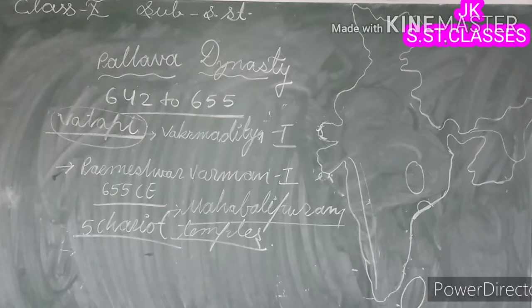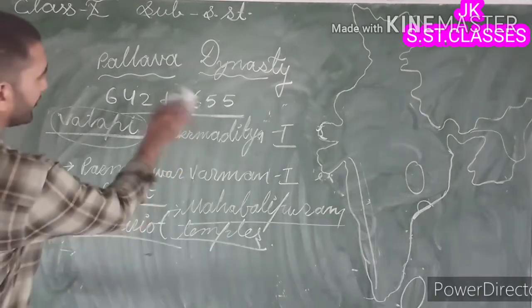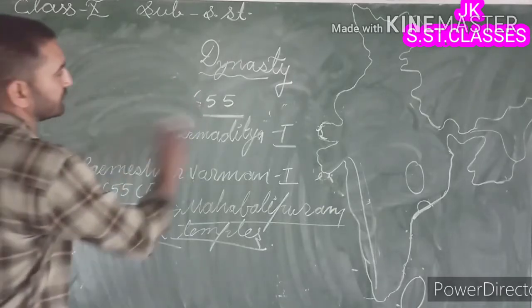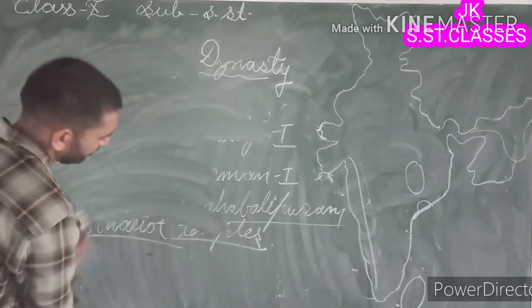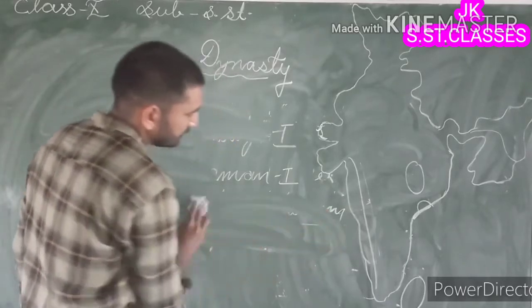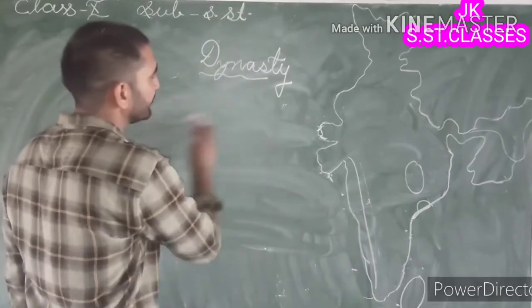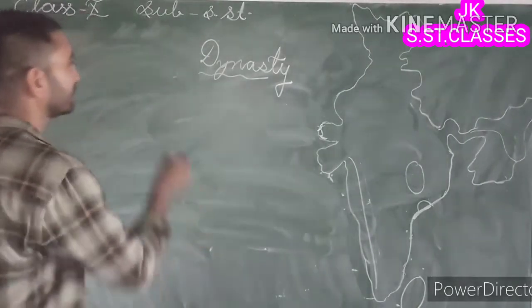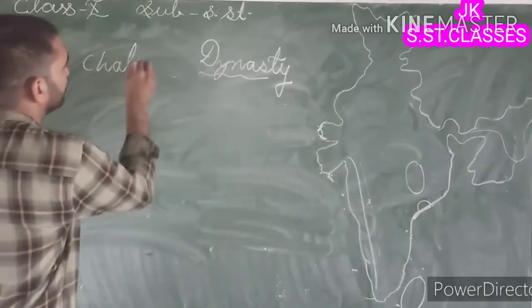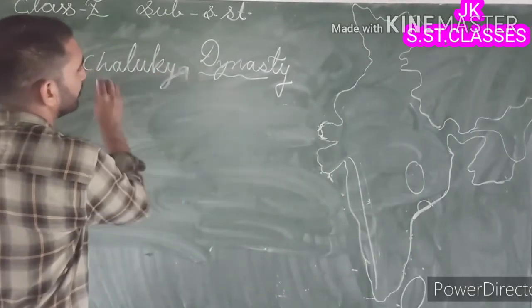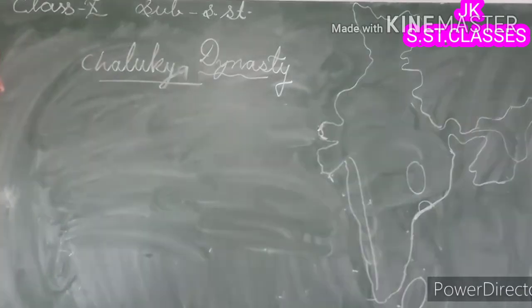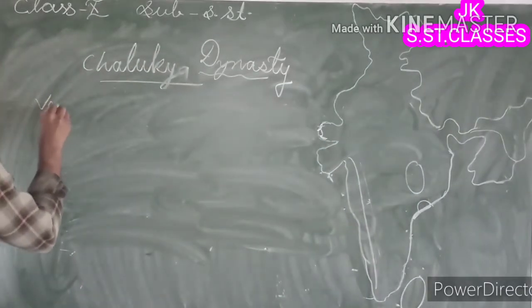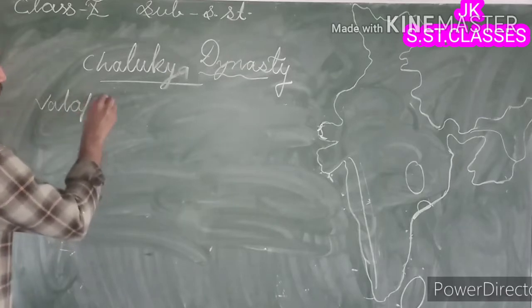Now after that, here we are going to discuss the new dynasty, which is the Chalukya dynasty. So guys, the Chalukya dynasty is generally divided in two sections: Chalukyas of Vatapi and Chalukyas of Kalyani. So first of all, here we are going to discuss the Chalukyas of Vatapi.